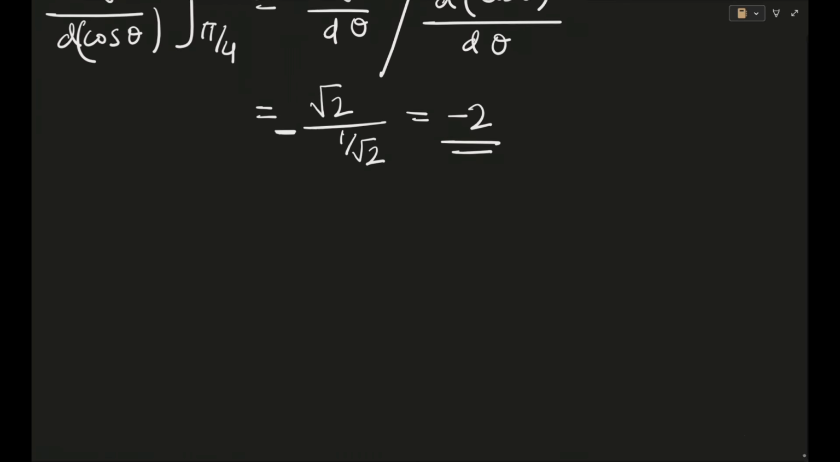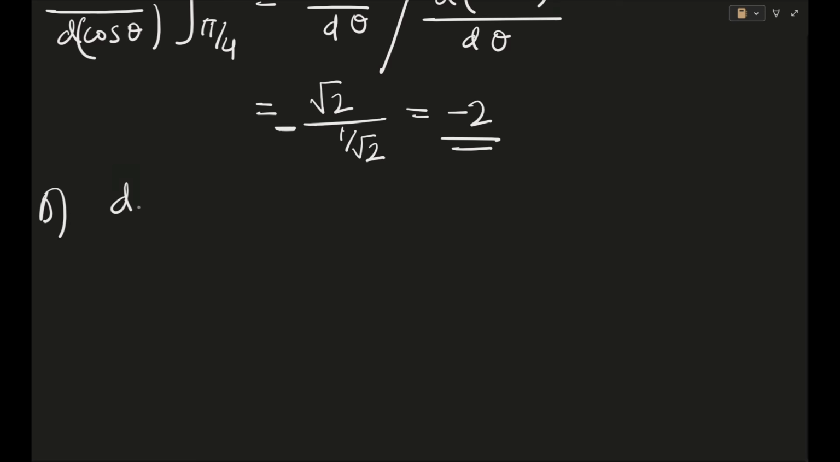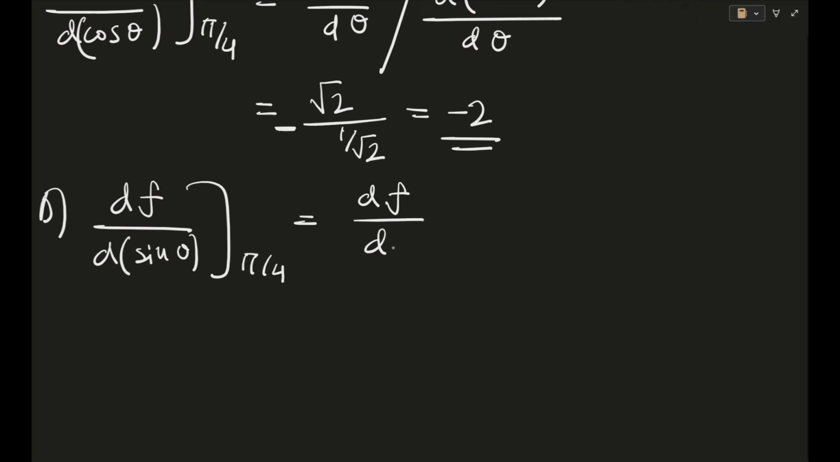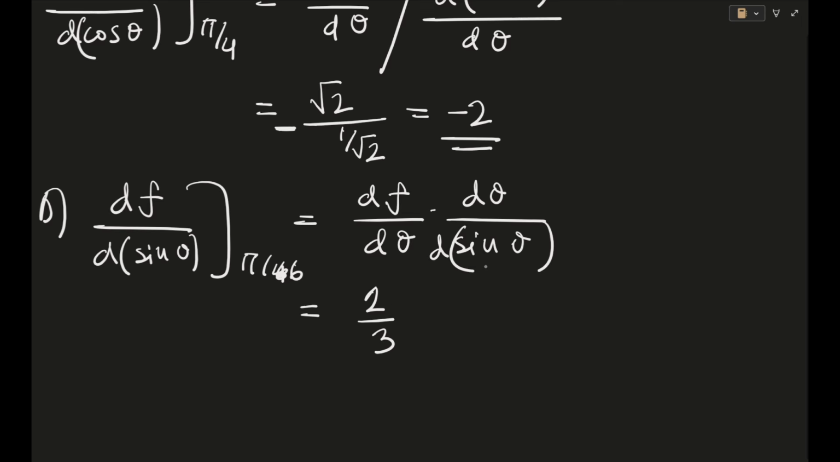And in option number D, very similarly, they have given us df by d sine theta at pi by 4. So basically df by d theta, I am writing it as d theta by d of sine theta only. It is actually divided by d sine theta by d theta. So basically it is 2 by 3. Okay, this was not at pi by 4, I'm sorry, this was at pi by 6. So this would be 2 by 3. I'm not doing the calculation, you can do it. And this will come out to be whole divided by root 3 by 2, or multiplied by 2 by root 3. So this would be 4 by 3 root 3.